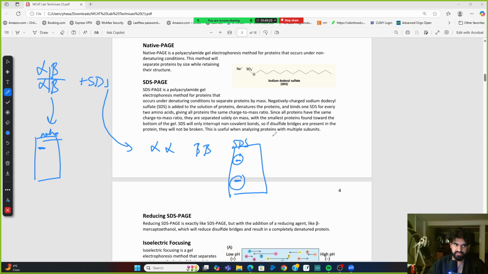Thicker bands, yes. If there's two of them, there's going to be a thicker band than if there's one of them. So the band is going to be nice and thick. Make sense? Cool.